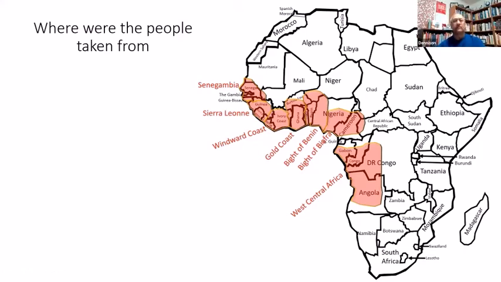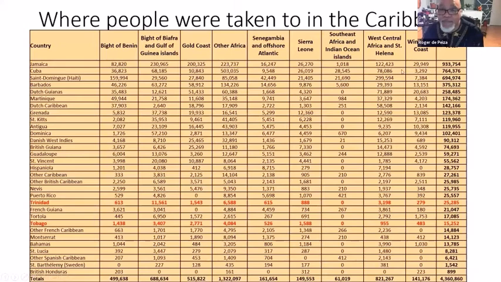All right, so where were these people taken from? Let's do a deeper dive. Basically from the coast of West Africa, from Senegal, which they called at the time Senegambia because of Senegal and Gambia. Okay, Sierra Leone, the Gold Coast, which was basically Ghana, the Bight of Benin and the Bight of Biafra, which is around Nigeria and Cameroon, and West Central Africa, which is the Congo and part of Angola. A whole heap of people were taken, as I have here in this slide.